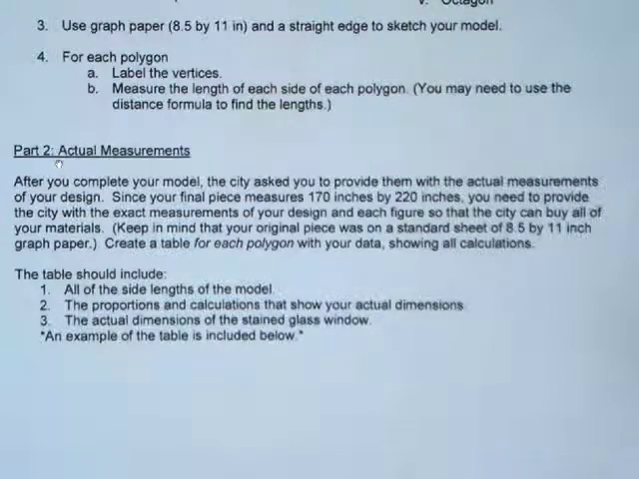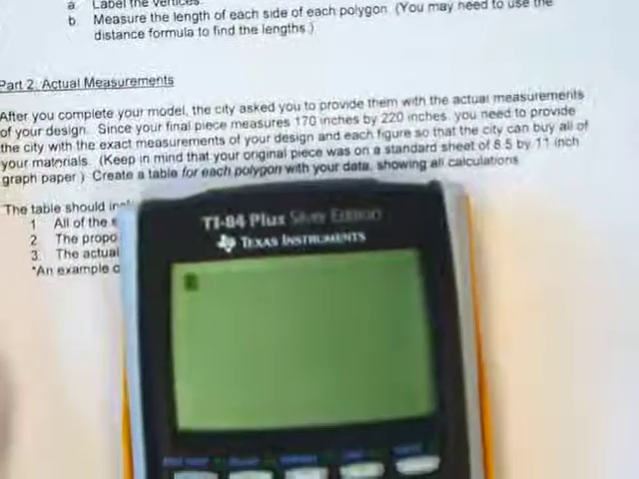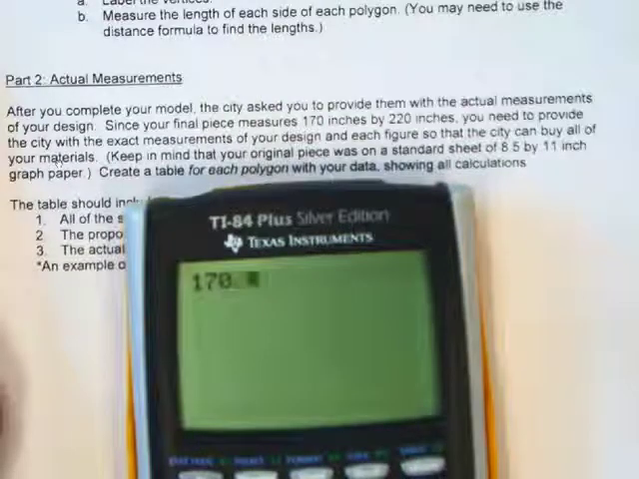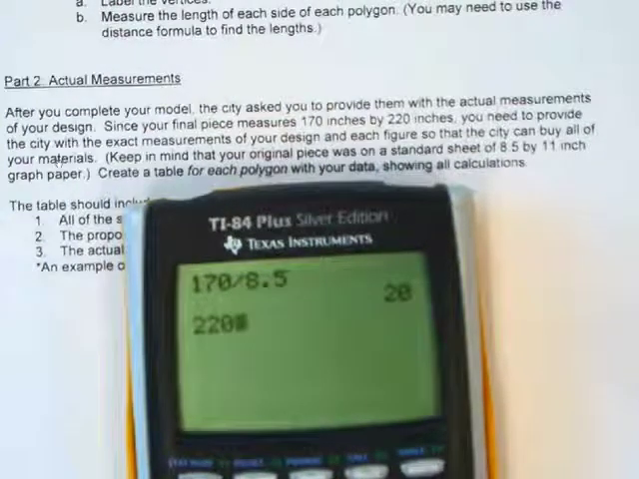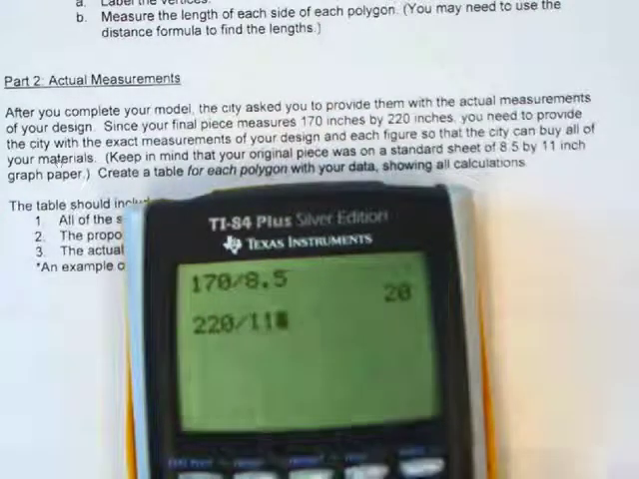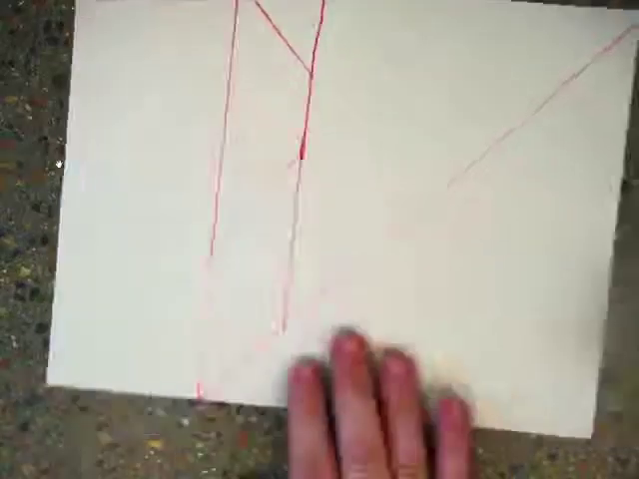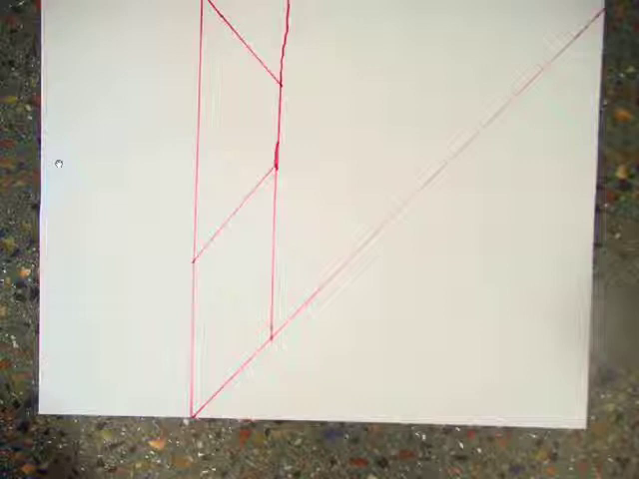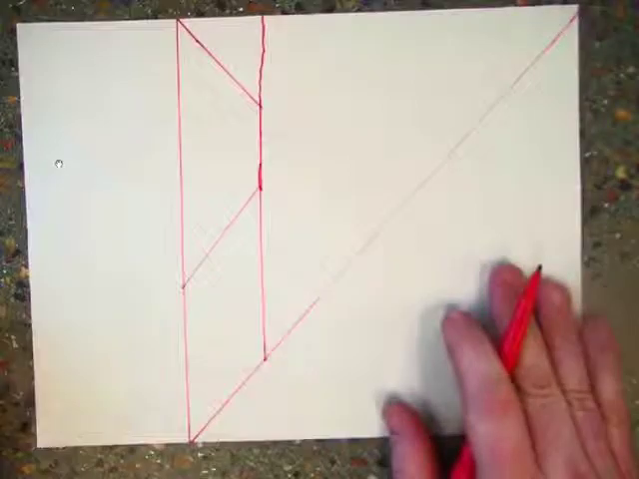Well, if we look, we're going to just find out how their measurements compare. So 170 divided by 8.5 is 20. So we know that that side is 20 times bigger. If I do 220 divided by 11, so I'm just doing the width and now the length of the paper, they're both 20. So that means the final product is 20 times bigger than our paper. And again, I've just sketched it here. You'd have it on graph paper. So it says, okay, we've got it. We need to increase everything by 20.